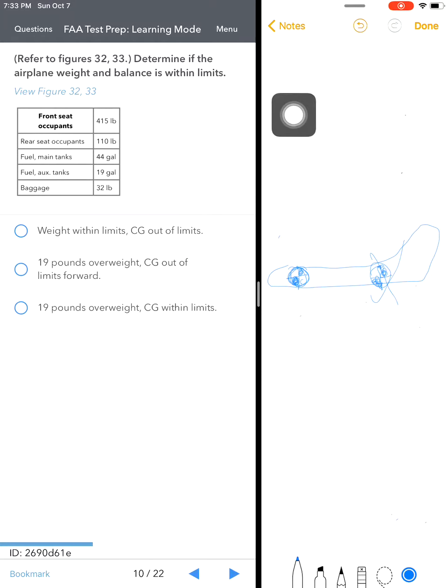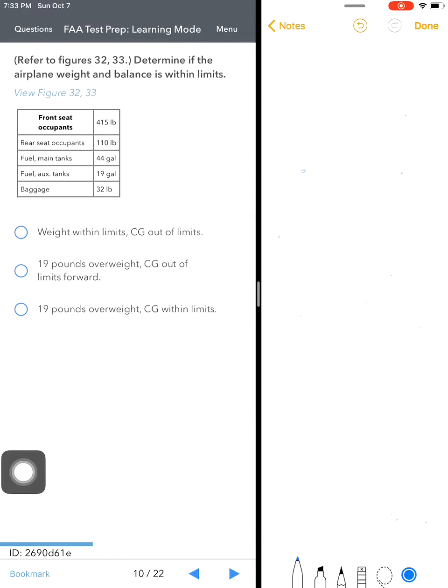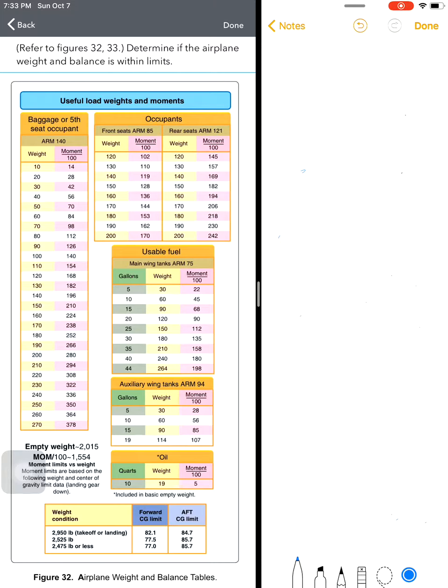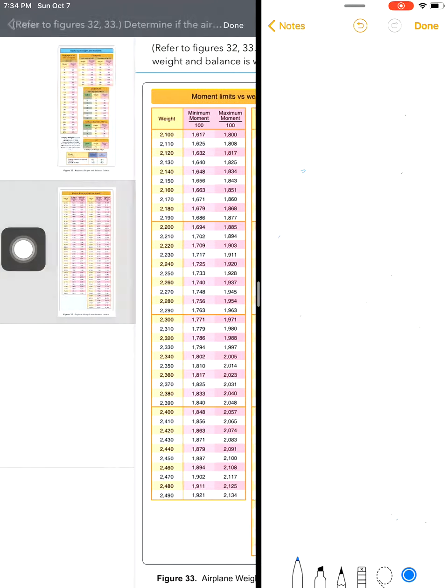You put all these numbers here on this side, and put all these numbers here and then multiply by your arms. Once you get that, just go ahead and compare it in here. Your weight and your moment should be within these numbers, minimum and maximum. If it's not, then you're not good.